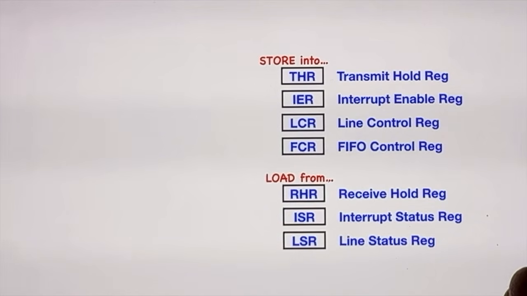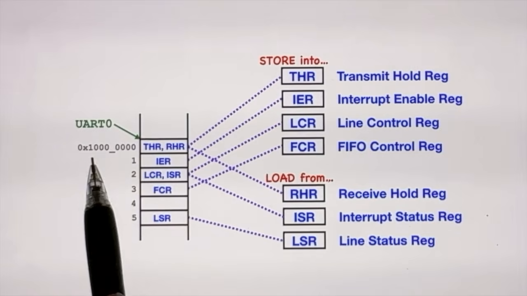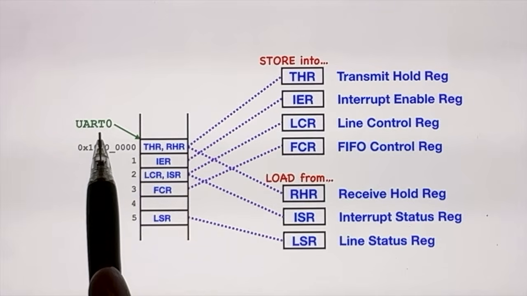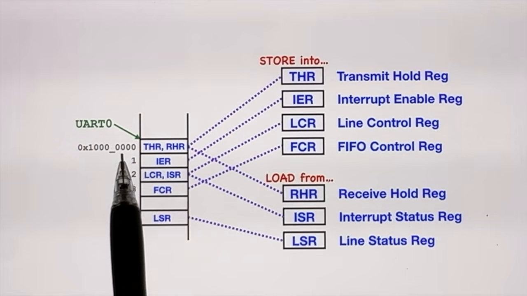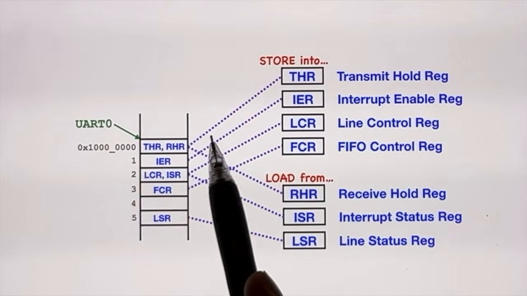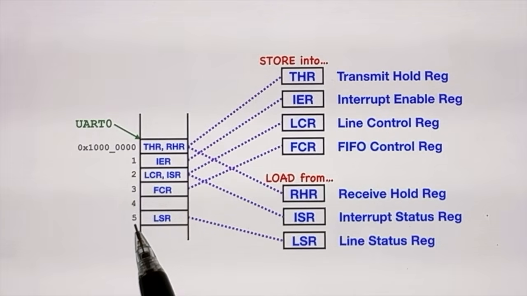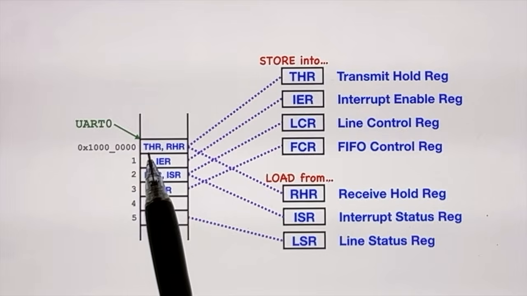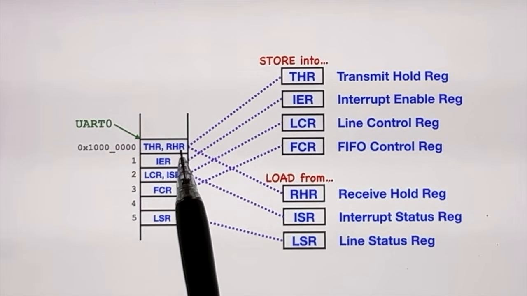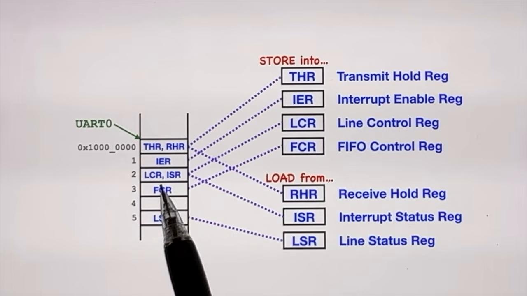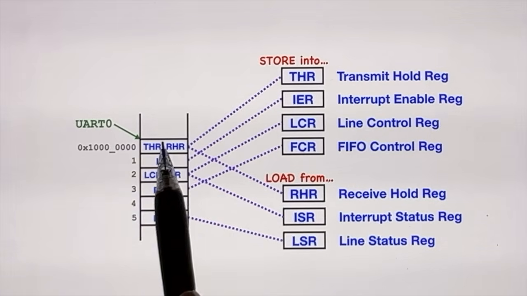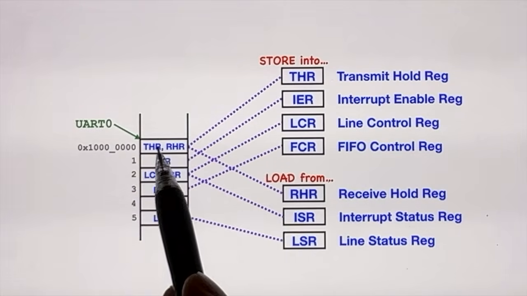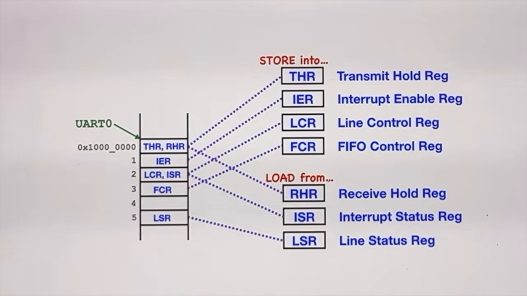Recall that the UART device is mapped into address hex 10000000. The symbol UART0 is defined to be this address. The I/O registers are located at small offsets from this address as shown here. Notice that some registers share the same address. For example, the transmit register and the receive register are both mapped into the first byte at offset 0. If you store into this byte, you are writing to the transmit hold register. And if you load from this address, you are retrieving data from the receive hold register.